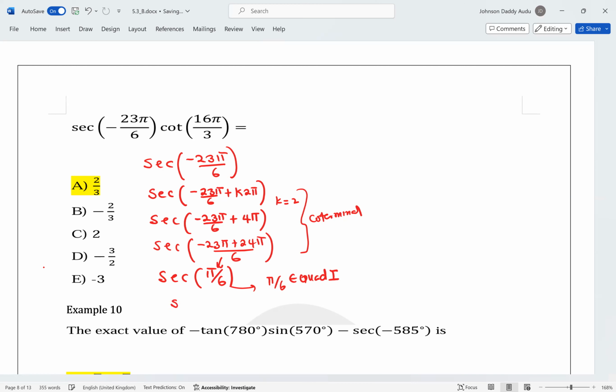So it's just going to be sec. And in the first quadrant, sec is also positive. So you just look for sec pi over 6. And what is sec pi over 6? Remember, sec is related to cosine. So cosine 30 is what? Cosine 30 is root 3 over 2, right? So this is going to be 2 over root of 3.